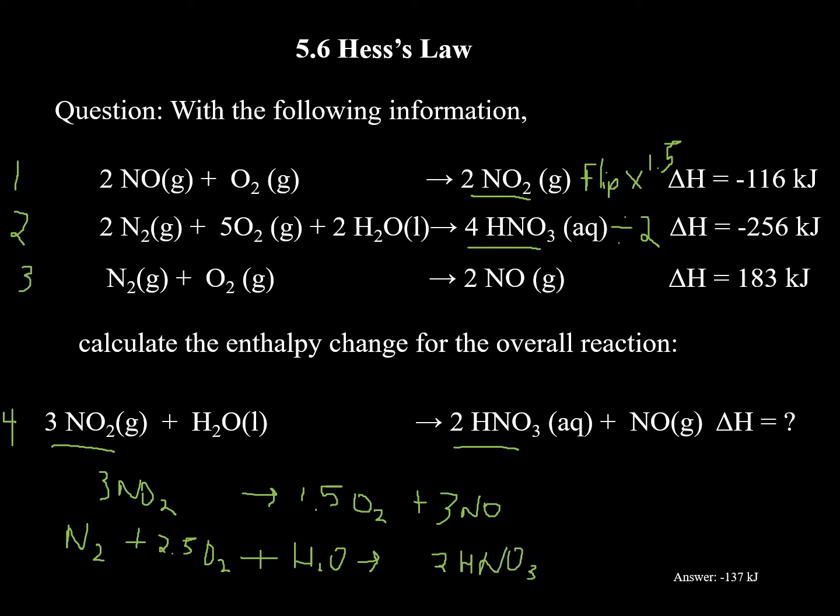And now we have to worry about line number 3. Do we do anything to that? We will flip line number 3. And why would I do that? Well, because we have now N2 on the left, and we have N2 also here in line number 3, so we have to move line number 3 over. So we flip it over, then we get 2NO to give us N2 plus O2.